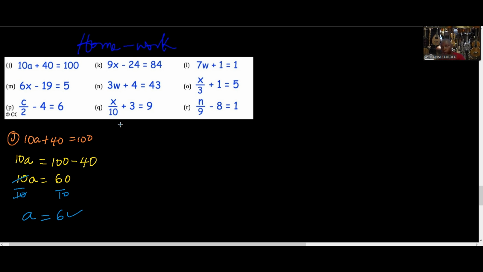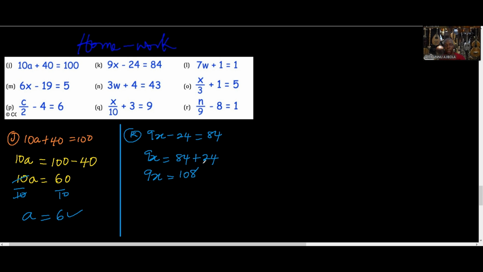Can you hear me? Okay, good. Then the second one, 9x minus 24 equal to 84. So the 24 doesn't have an alphabet, so 9x will be alone. 84 will be here. 24 is coming out and becomes positive 24. So 9x equal to 108. Then I will divide both sides by 9. So x is going to be 12 because 9 times 12 is 108.